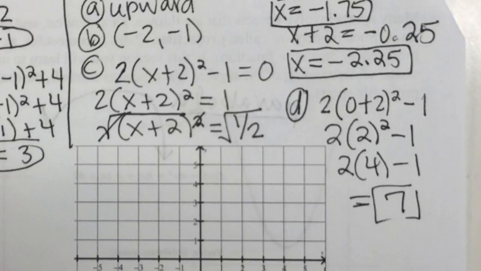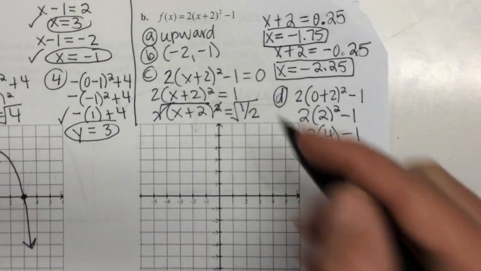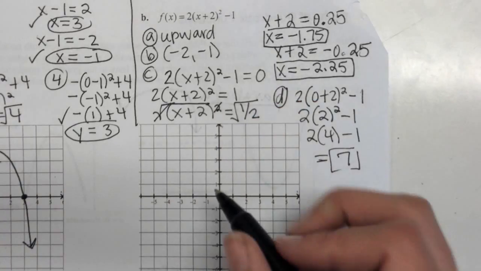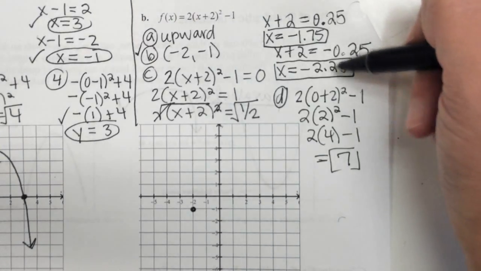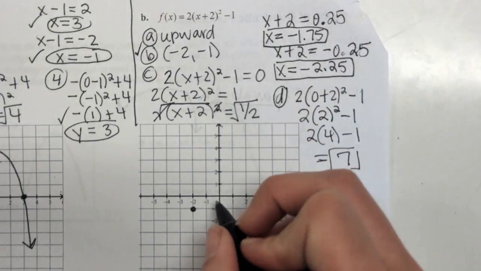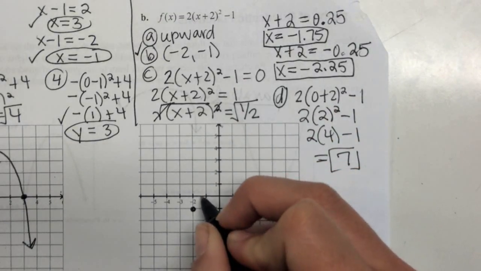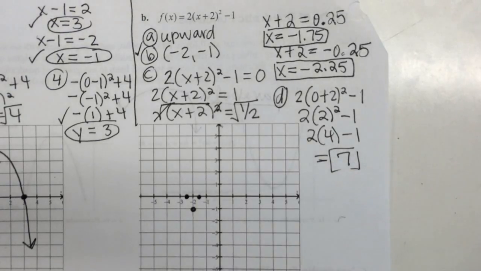All right, so now let's graph these points. The first point we'll graph is negative 2, negative 1. That's right here. I'll put a check mark by it. The next 2 points are going to be these. They're on our x-axis. So we have negative 1.75 will be right about here. Negative 2.25, so right past negative 2.